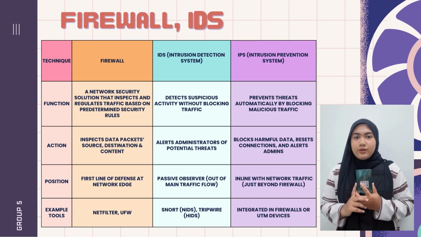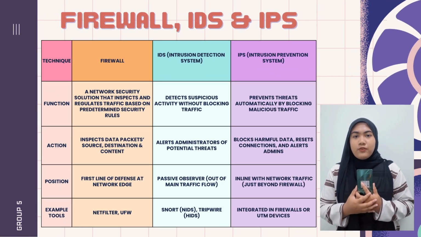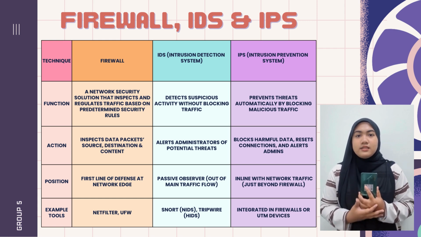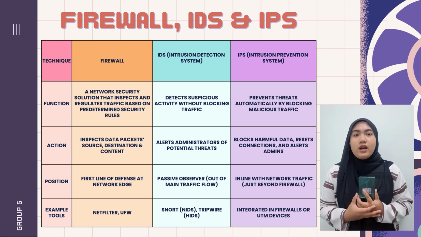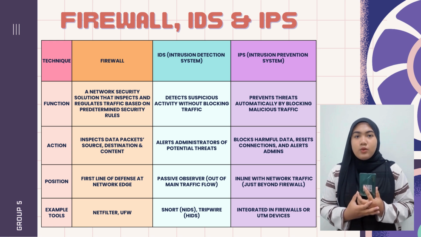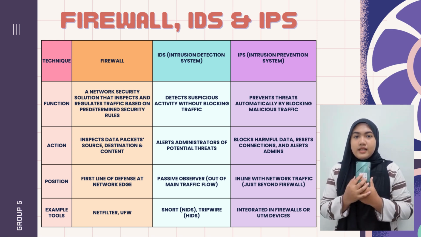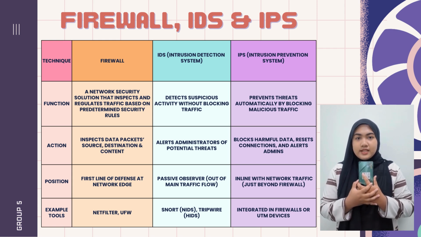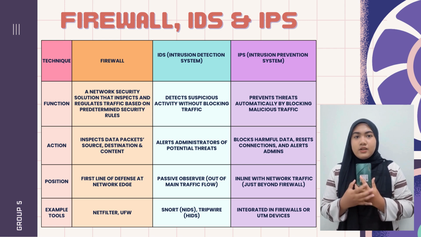Now, on this slide, we talk about three key tools for network security: firewall, IDS, and IPS. I will explain each one step by step. First, we have the firewall. Think of it as the gatekeeper for the network. It checks all the traffic coming in and going out. It looks at things like where the data is coming from, where it's going, and what it contains. If the data does not follow the rules, the firewall blocks it. In Linux, common firewalls are UFW and Netfilter. So basically, it's your first line of defense.